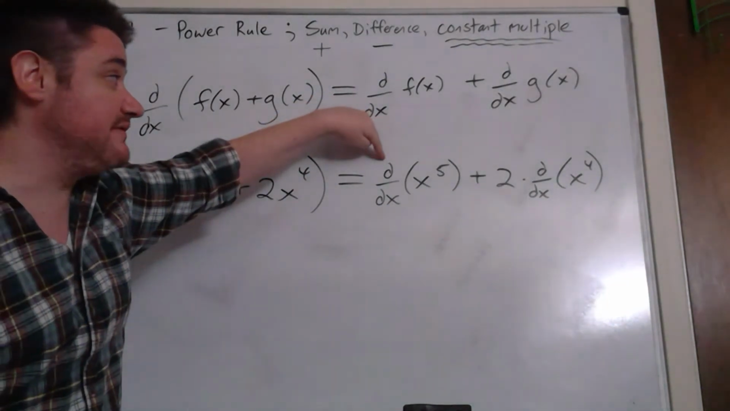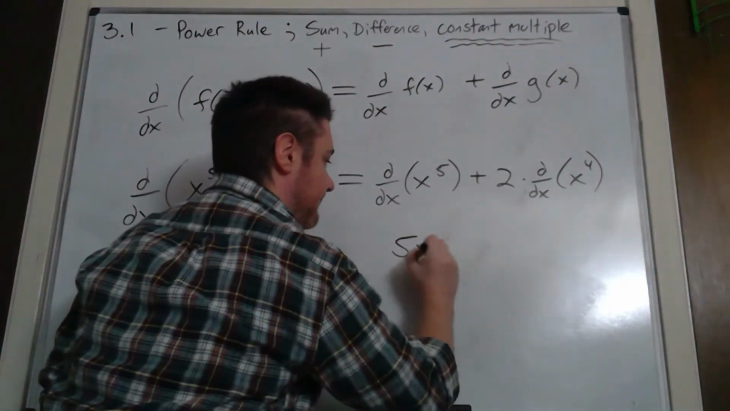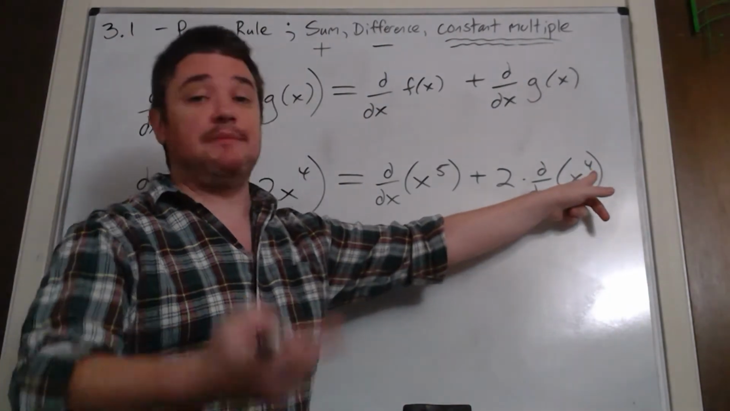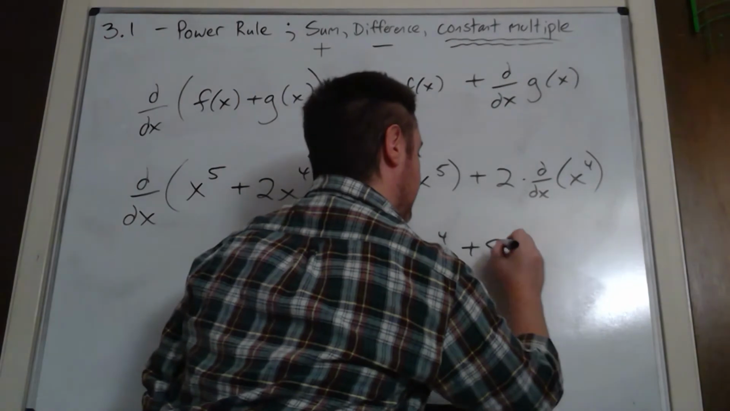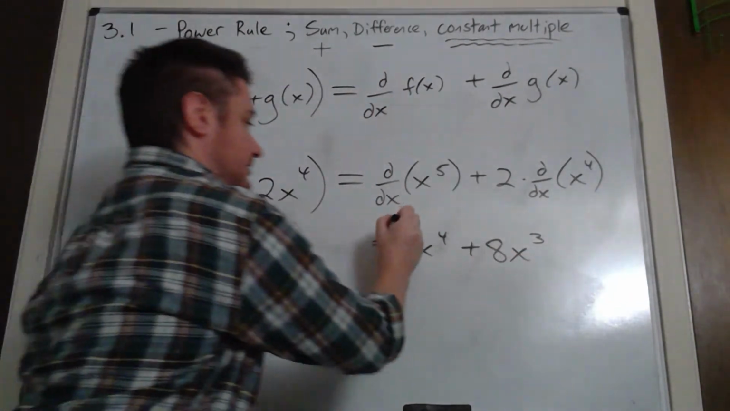So now this says the derivative with respect to x of this guy, which I'll use my power rule, 5x to the 4. And then I've got the derivative with respect to x of this guy. So x to the 4 is going to give me 4x cubed. Multiply that by this 2, and I'm going to end up with an 8x cubed. All right, so that's our final answer. Right there. There's our derivative.